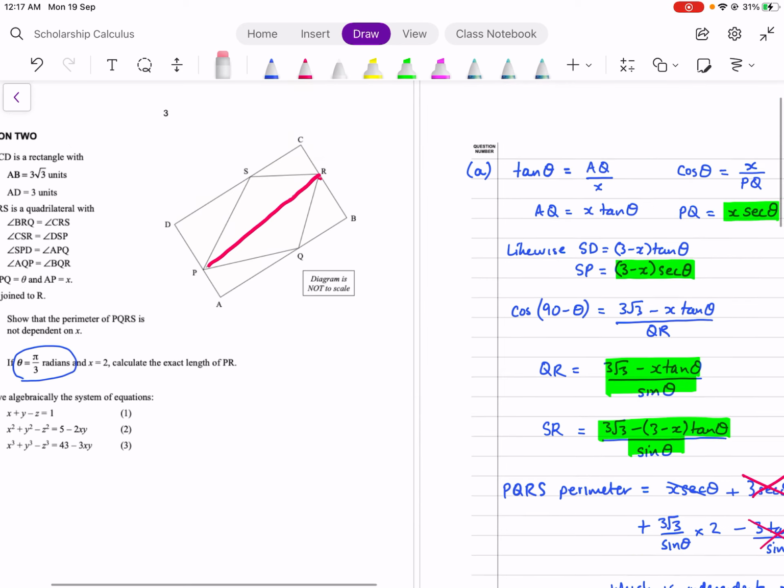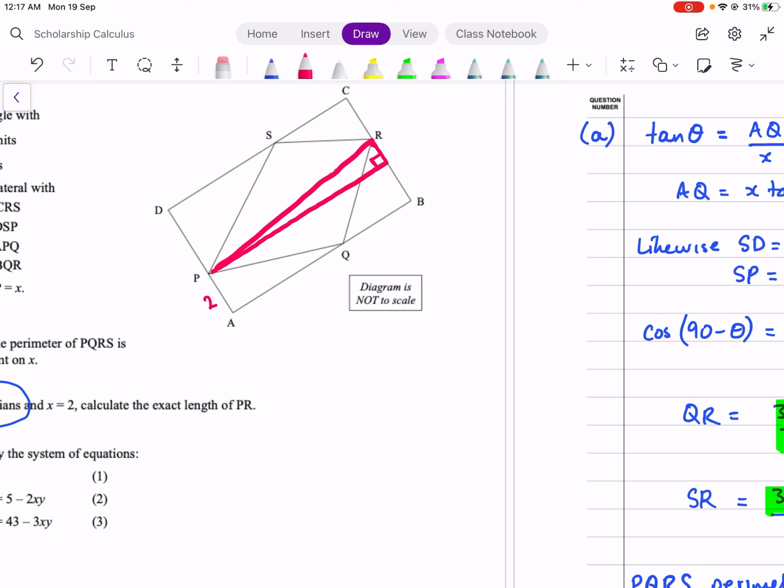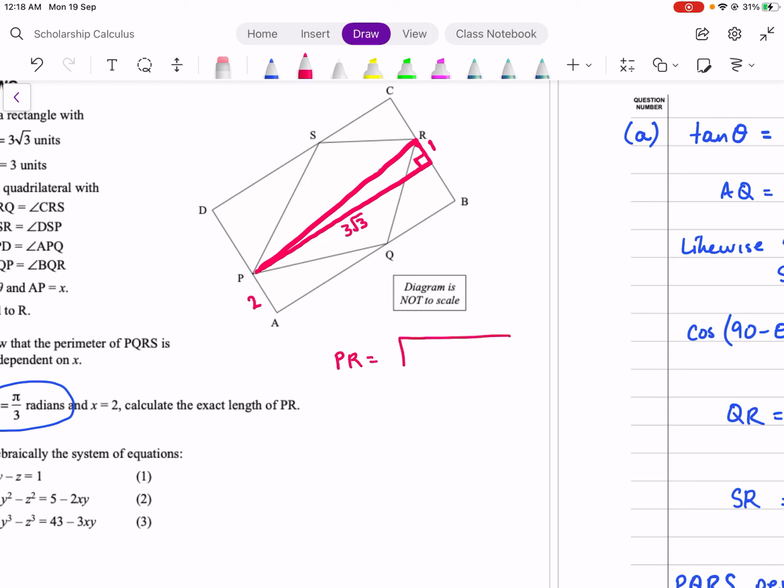Now we're told that AP is equal to 2. If you remember from working our way around the diagram with those sides, and I'll leave this up to you to work out, it turns out that this side here is 1. And we already know that the length AB is equal to 3 root 3. We can use Pythagoras to find PR. PR is the square root of (3 root 3) squared plus 1 squared. (3 root 3) squared is 27, plus 1 squared is root 28. The only thing that you need to do to make that work for you is find that that length there is equal to 1.